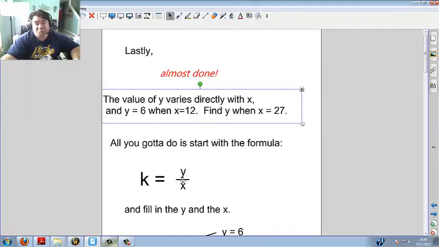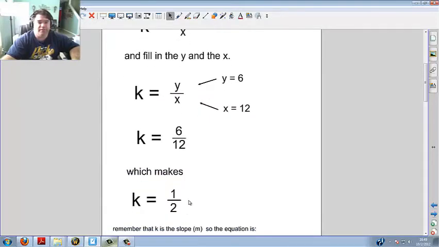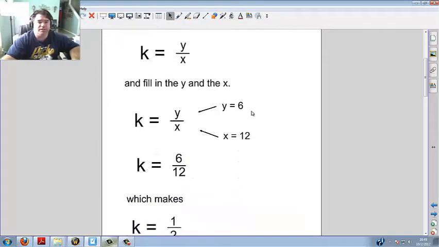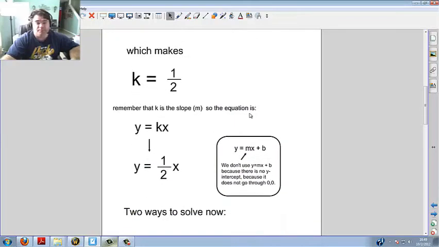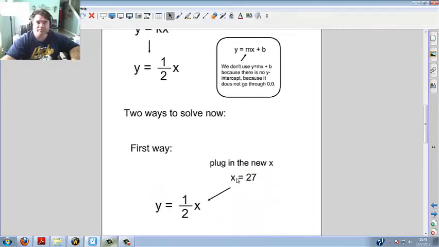So, k equals y over x. Y is 6, x is 12, so you get 6 12ths, or 1/2. And then they want to know when x is 27. Well, y equals kx. Now k is half, x is 27. You can just take half times 27.